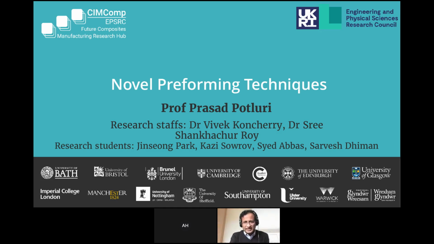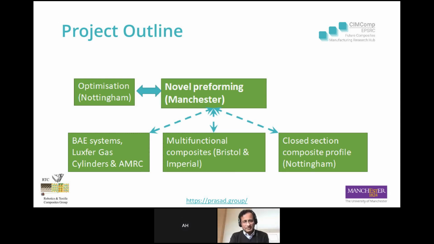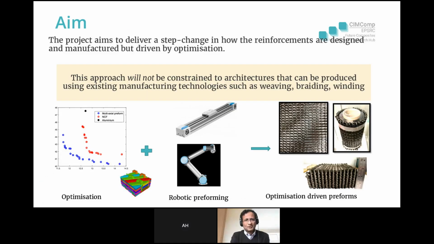So we decided at the very onset that we move away from conventional machines and actually do a bottoms-up approach. You have this architecture, and how do we deliver through manufacturing? So we use robotics and flexible automation to do that. We work with Nottingham and also with other partners in the hub and our industrial collaborators on various aspects of the project.